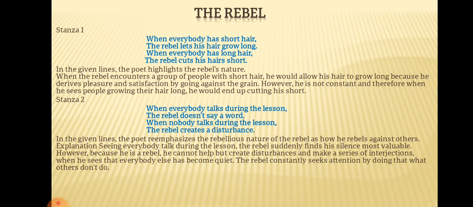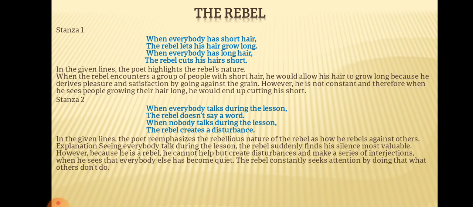So let's study this poem stanza by stanza. This poem consists of 8 stanzas. So far as the first stanza goes as, when everybody has short hair, the rebel lets his hair grow long. When everybody has long hair, the rebel cuts his hair short.